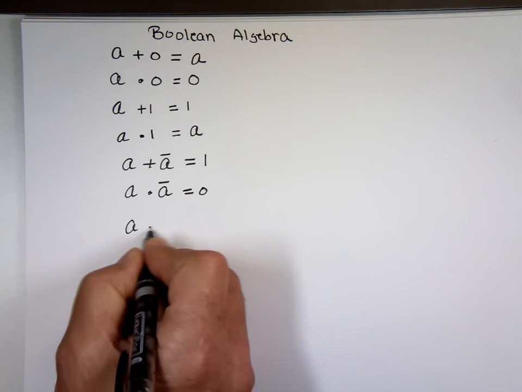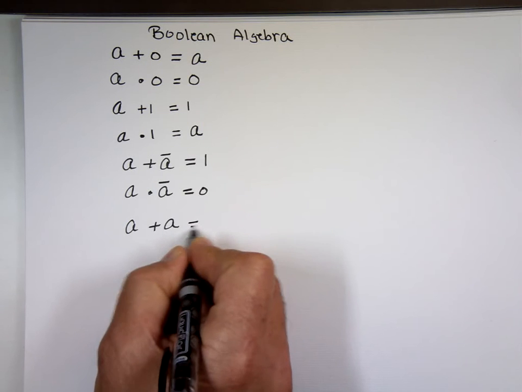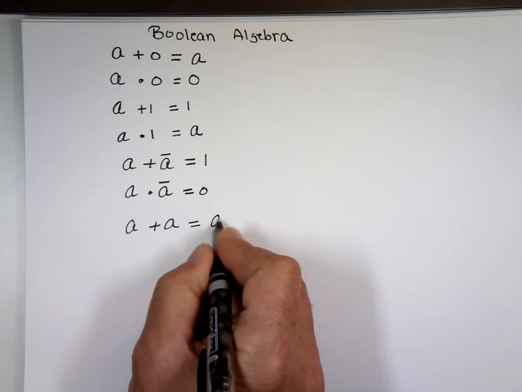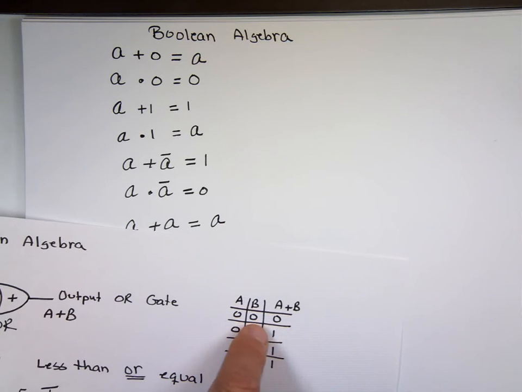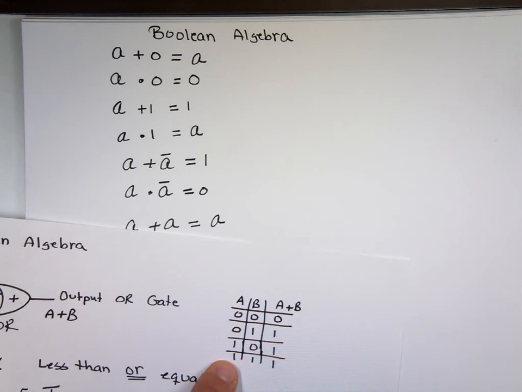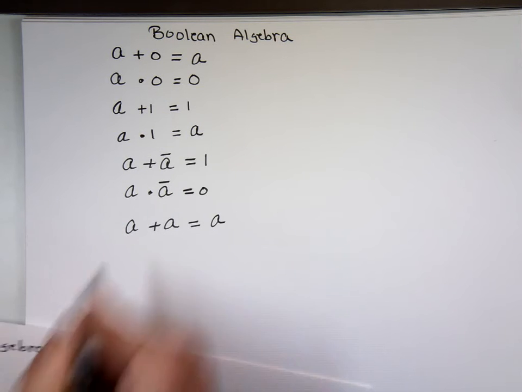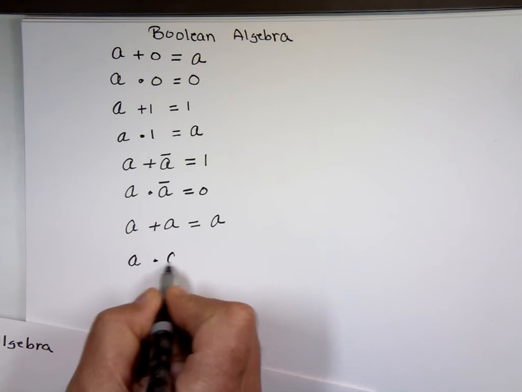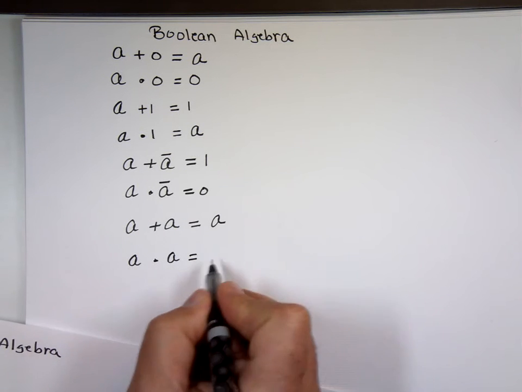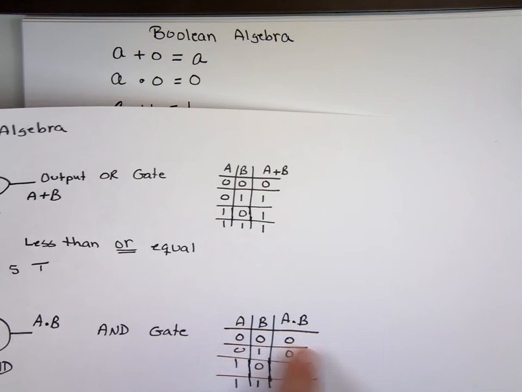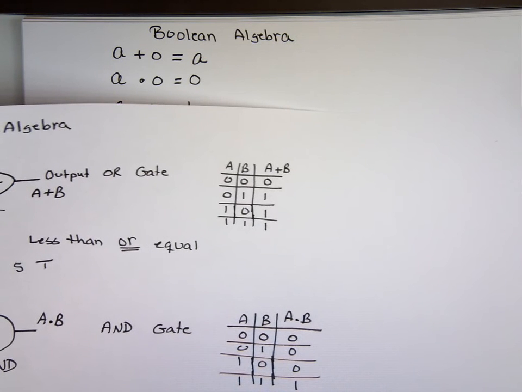What's A plus A? Now in algebra, that's 2A. Not here. It's A. 0 or 0, that's a 0. When it's 1, 1 or 1, that's a 1. So whatever A is, the answer is going to be A. What's A and A? That's also A, not A squared. If A is 0, what's 0 and 0? 0. If A is 1, what's 1 and 1? 1.